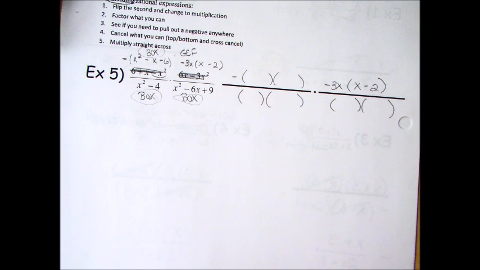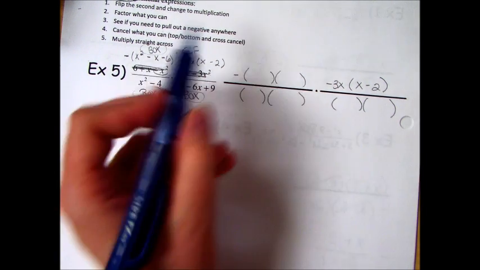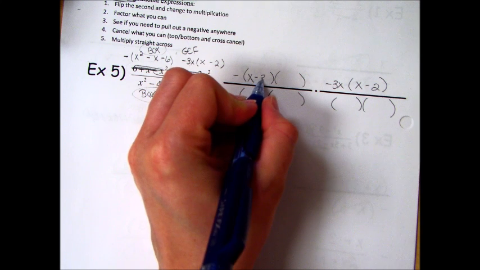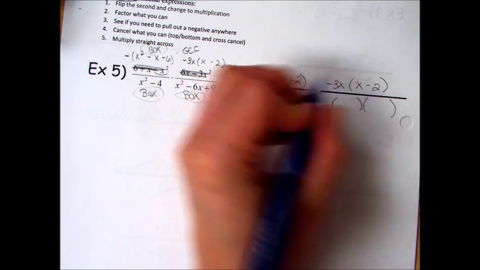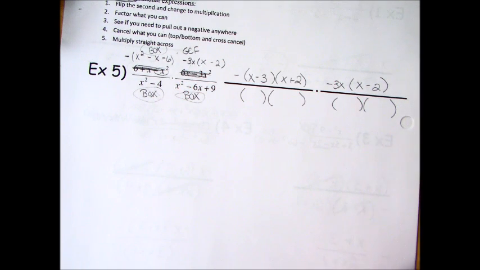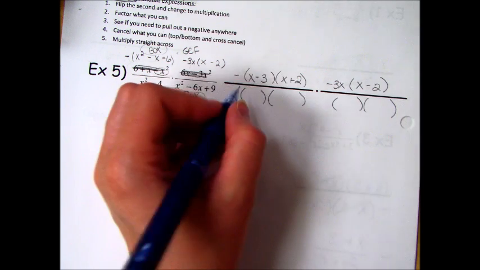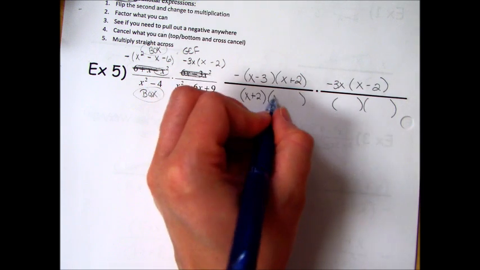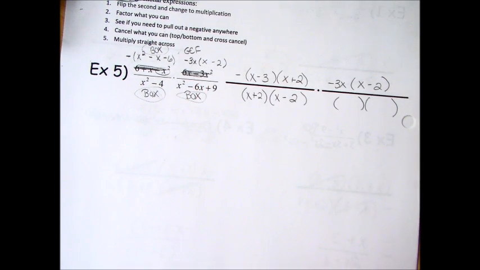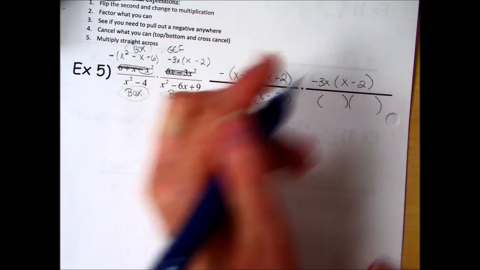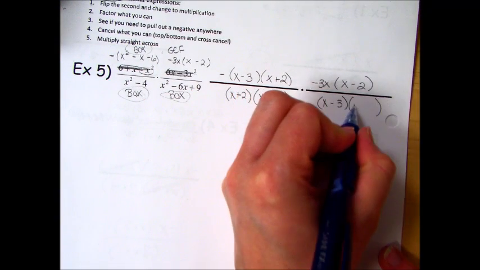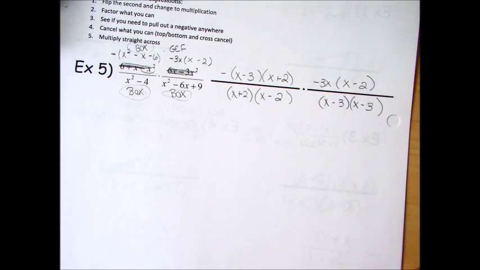Okay, hopefully you have tried all of these on your own. In the top left, hopefully you got x minus 3 and x plus 2 when you did the box. When you did the bottom left, hopefully you got x plus 2 and x minus 2. And hopefully when you did this one, you got x minus 3 and x minus 3. If you are struggling factoring, please make sure you stay after and get some additional help.